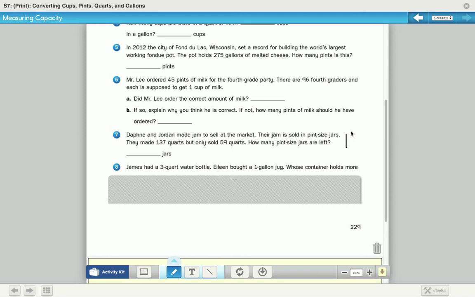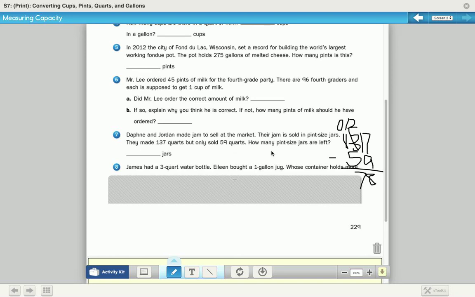So, oops, I can't write over there. 137 minus 59. This might be tricky to do with this. Okay, so 7 ones minus 9 ones. I have to borrow from our tens. So we're going to take a 10 away, trade that for 10 ones, add it to the 7 ones we already have. So now we have 17 ones minus 9 ones is 8 ones. And we have 2 tens minus 5 tens. So we're going to have to borrow 100. We're going to trade that 100 for 10 tens, add them to the 2 that we already have. So now we have 12 tens. 12 tens minus 5 is 7 tens. So we have 78 quarts left.